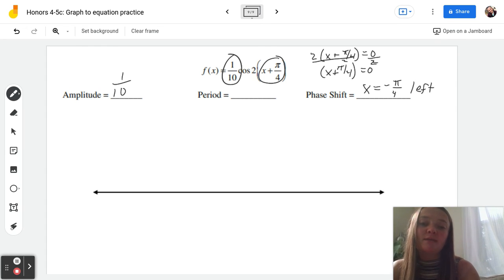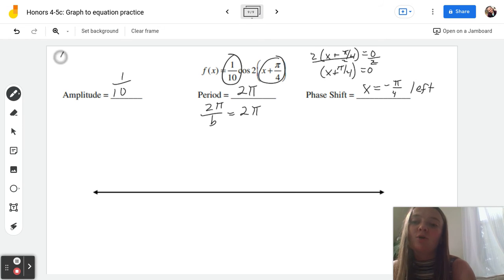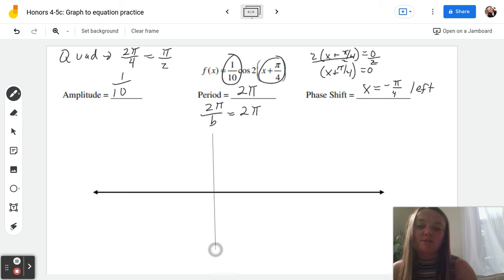The period in this case is 2 pi over b, but b is 1, so this one's nice and easy. The period is 2 pi. For quadrant, if the period is 2 pi, then the quadrant has to split that into fourths. So 2 pi over 4 turns out to be pi over 2. So let's go ahead and start sketching this.